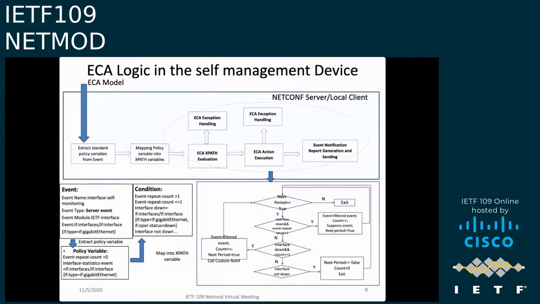So for this use case, you can see we actually introduce two policy variables. We use an event repeat counter to keep track of the duplicated event occurrence times, and we also define the interface statistics event to keep track of the status-down interface. So we can map to this condition. We can enumerate all the conditions, design the ECA logic on the left, and make it work. Next.